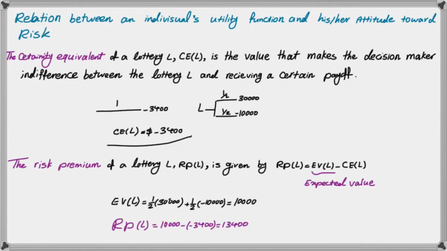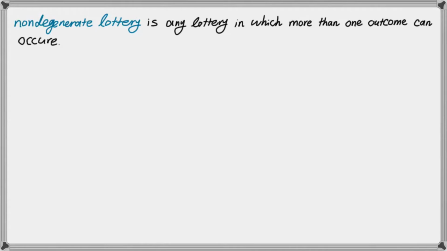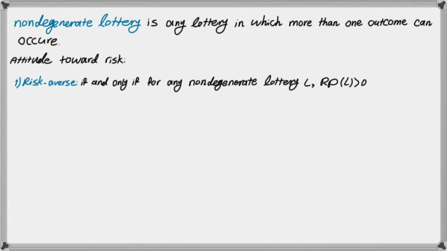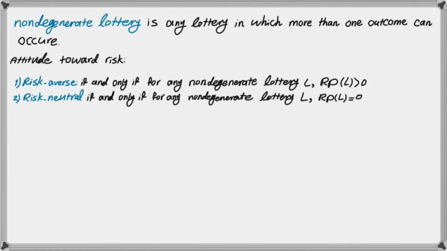Can you guess if this person is risk averse or a risk taker? Before we talk about the behavior of people toward risk, let's take a look at the definition of a non-degenerate lottery. A non-degenerate lottery is a lottery in which more than one outcome can happen. We're going to get back to this definition later, but let's look at the attitude of people toward risk. A person is risk averse if and only if, for any non-degenerate lottery, the risk premium is positive. In this case, because our risk premium was positive, we can say the person is risk averse.